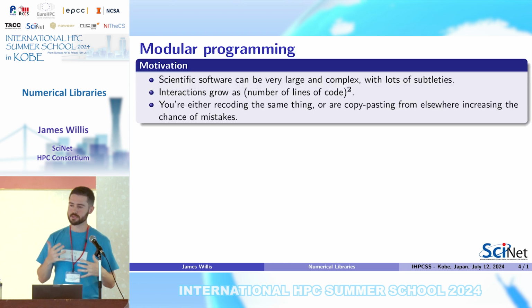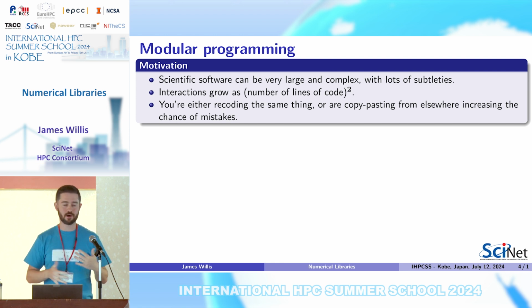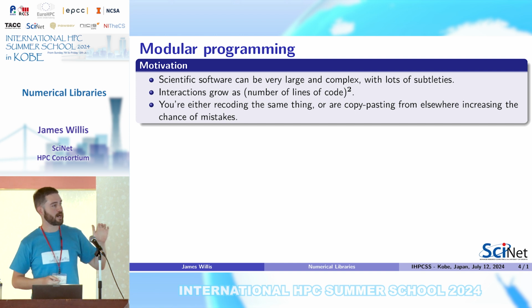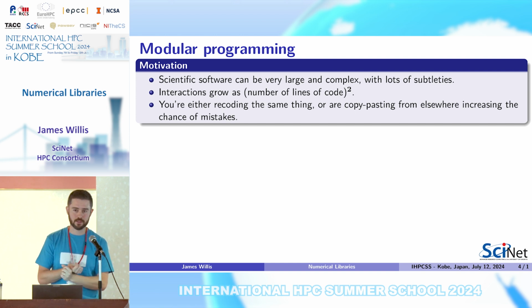Scientific software can be a very large and complicated beast with a lot of subtleties, and typically the complexity grows as the number of lines squared. As it gets larger and larger, it gets much more complicated. I think the number of lines in GROMACS was like 2.5 million lines of code, so very complicated. And when you're implementing things, you're either recoding the same thing that's already been done or you're copy and pasting from elsewhere. This can lead to a lot of mistakes or potential mistakes. So this is the motivation behind modular programming.